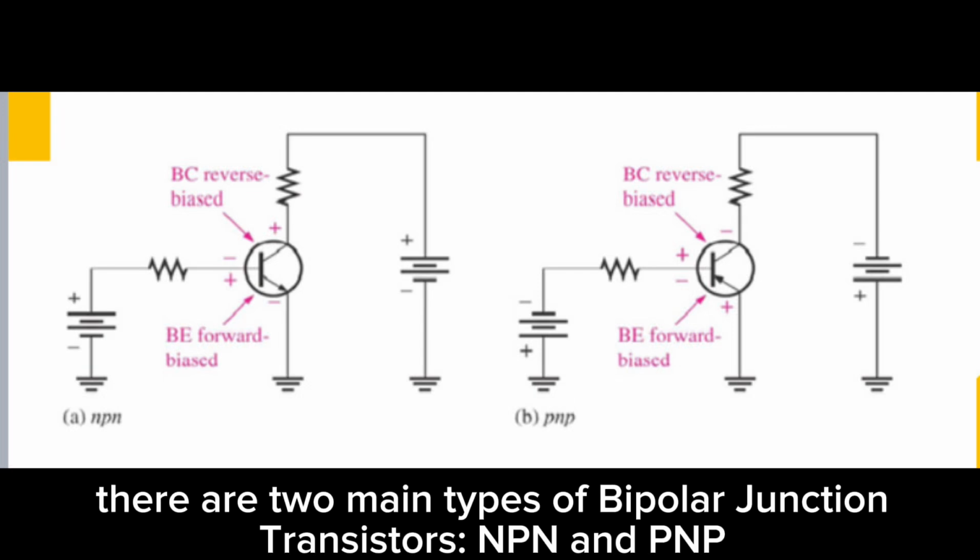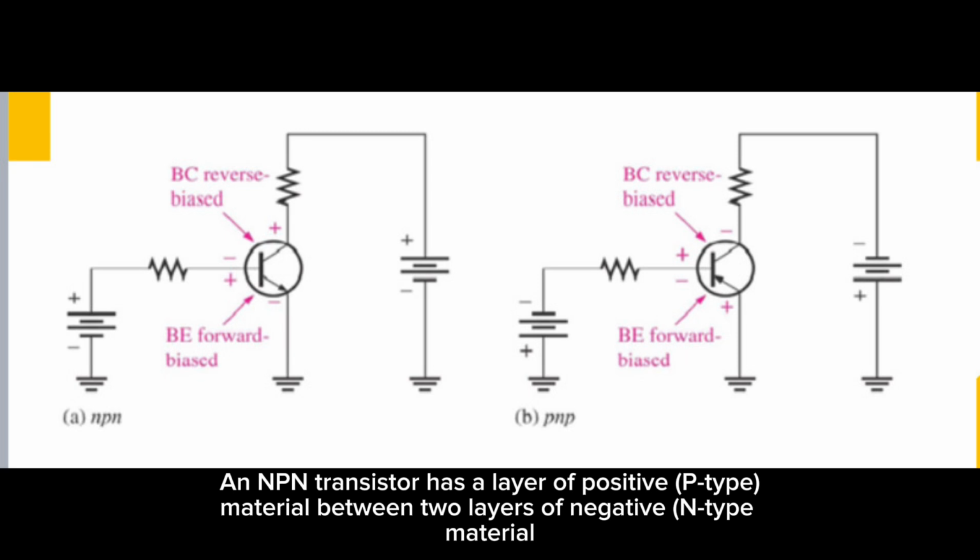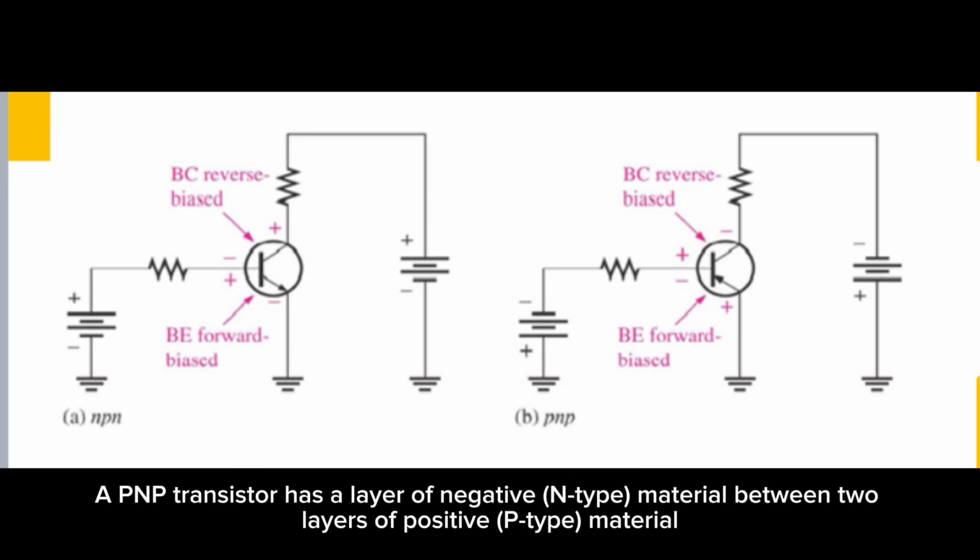So there are 2 main types of bipolar junction transistors, which are NPN and PNP. An NPN transistor has a layer of positive p-type material between 2 layers of negative n-type material. A PNP transistor has a layer of negative n-type material between 2 layers of positive p-type material.